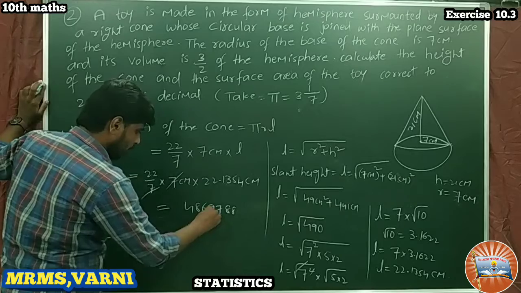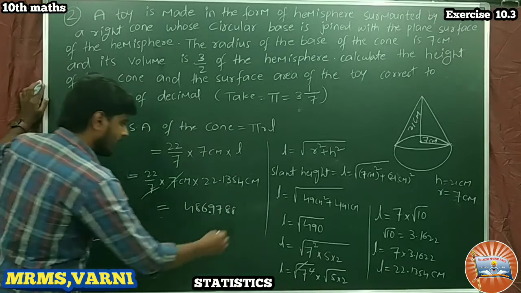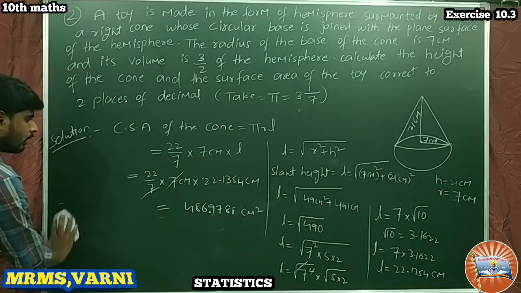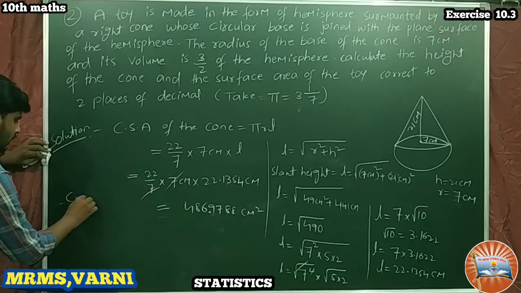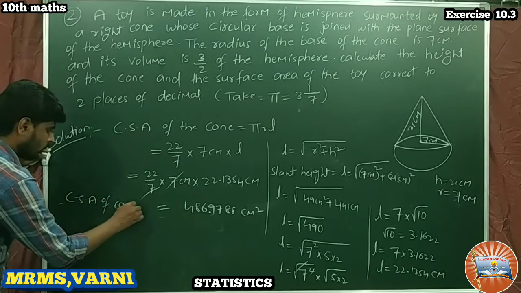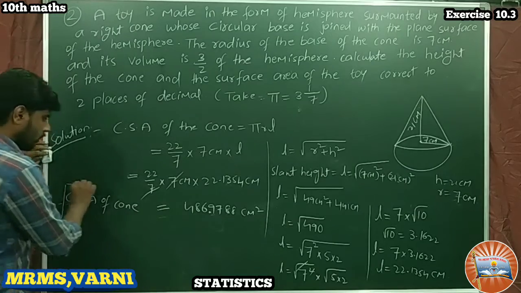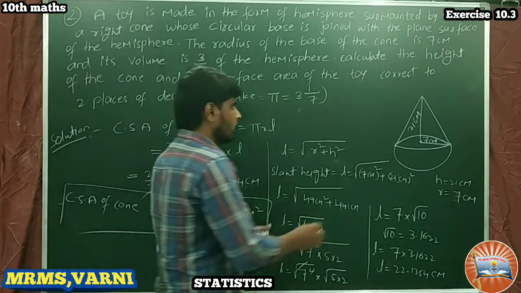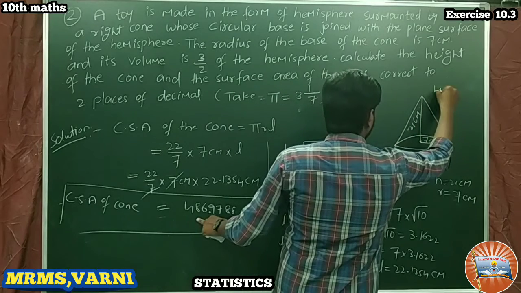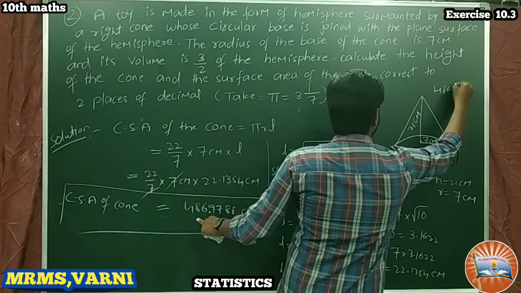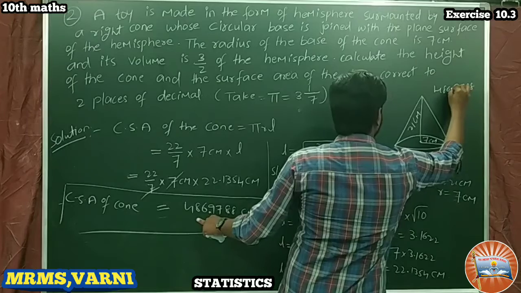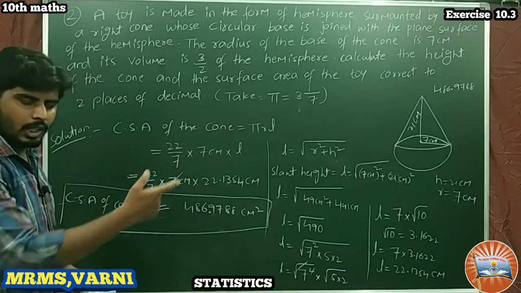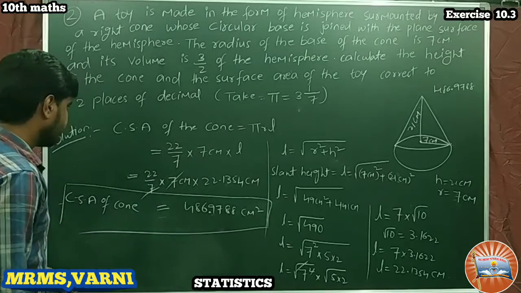So 486.9788 centimeter square is the curved surface area of the cone. CSA of the cone, we got this. Take this value here. I'm writing here 486.9788. Now we have to find the curved surface area of the hemisphere.